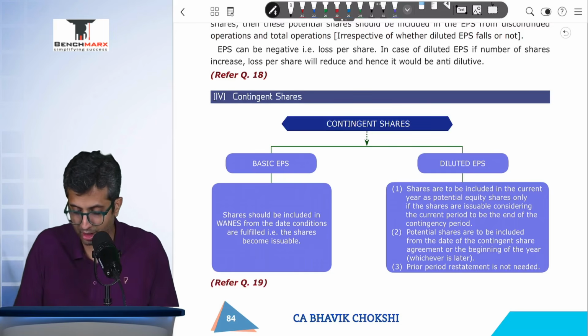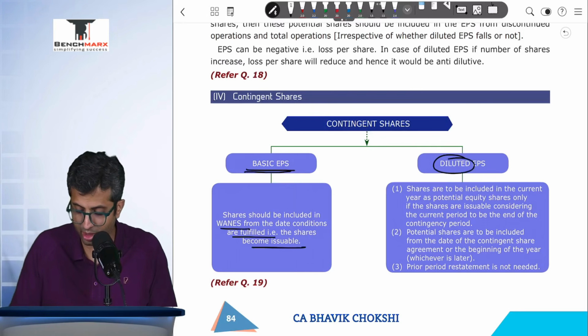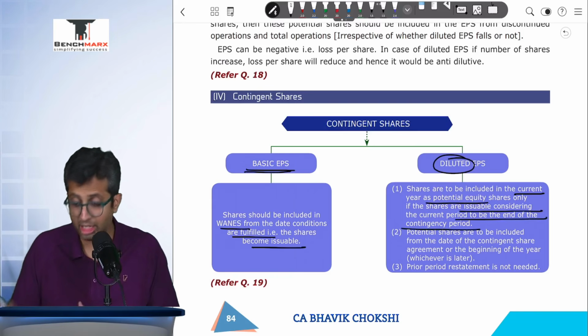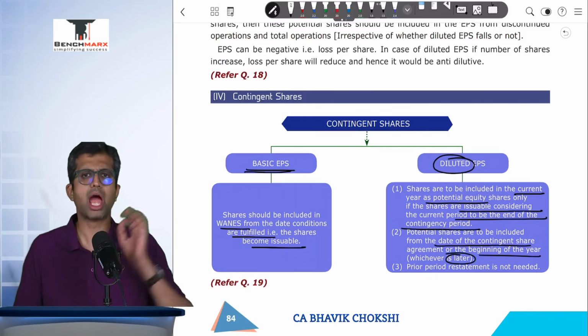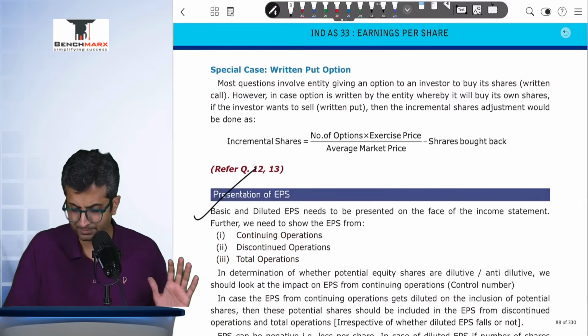So over here for contingent shares, in basic EPS, shares should be included in the weighted average number of shares only from the date conditions are fulfilled, that is, the shares become issuable. Whereas in diluted EPS, they are to be included in the current period as potential equity shares only if the shares are issuable considering the current period to be the end of the contingency period. Remember, potential shares have to be included from the date of the contingent share agreement or start of the year, whichever is later. And prior period restatement is not needed.